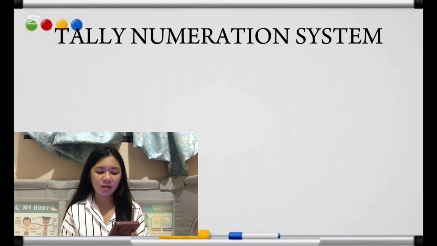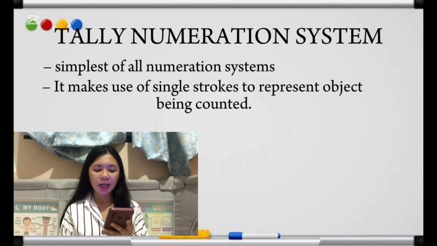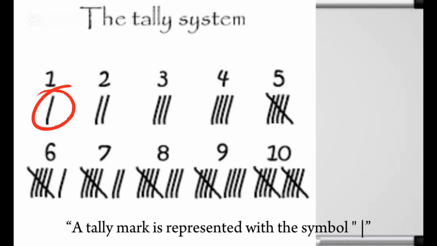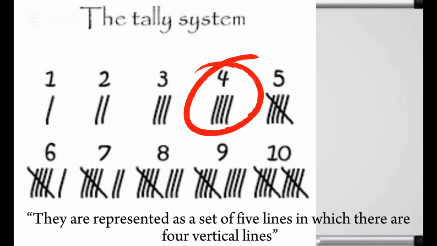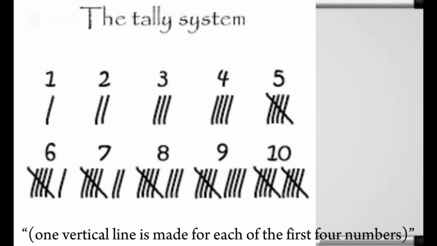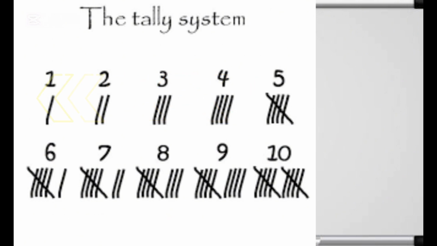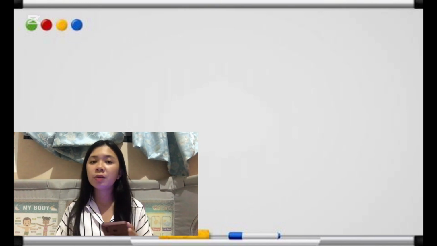The tally numeration system is probably the simplest of all numeration systems ever used. It makes use of single strokes to represent objects being counted. They are represented as a set of 5 lines in which there are 4 vertical lines. One vertical line is made for each of the first 4 numbers, and the 5th number is represented by a diagonal line across the previous 4 numbers. Moreover, if you would write 5 and more, you just have to repeat the process.